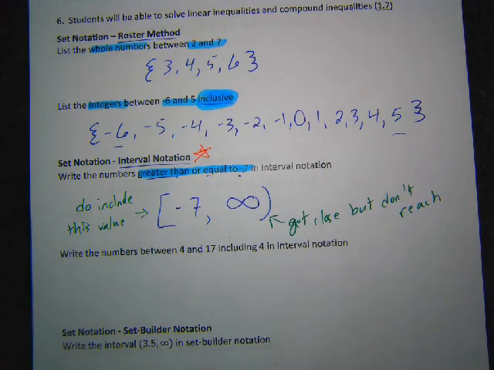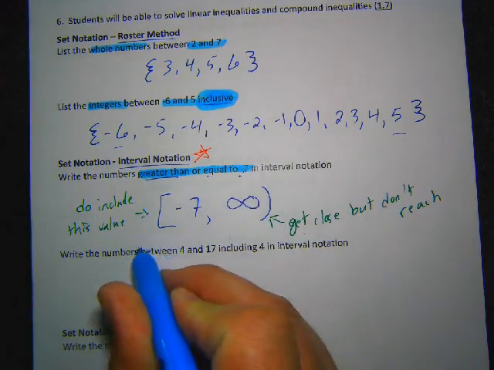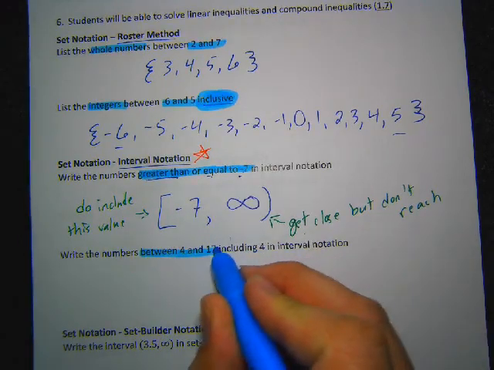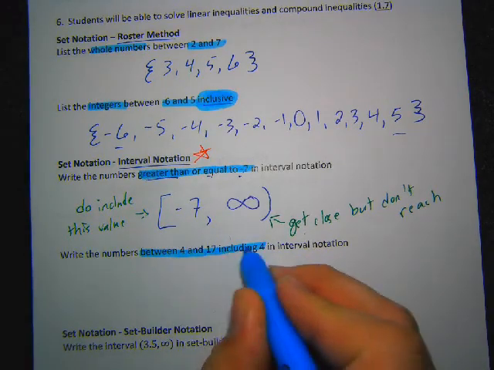Let's do one more with this. Here I have the numbers between 4 and 17, and we're going to include 4. So we're not including 17, but we are including 4.